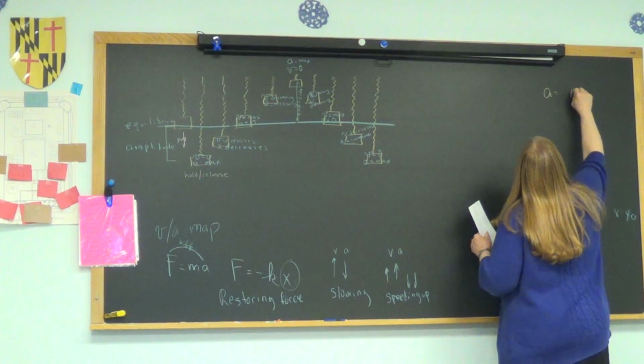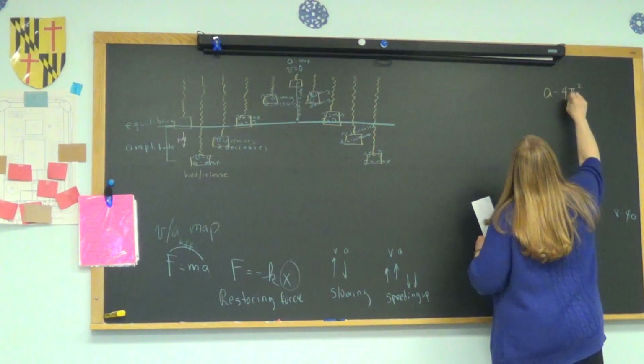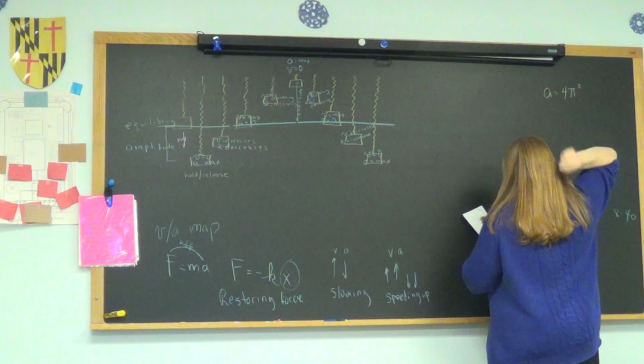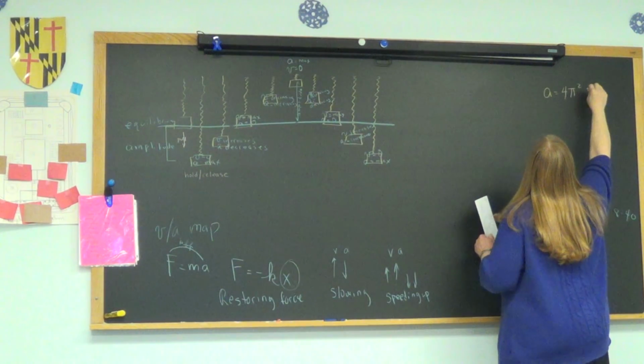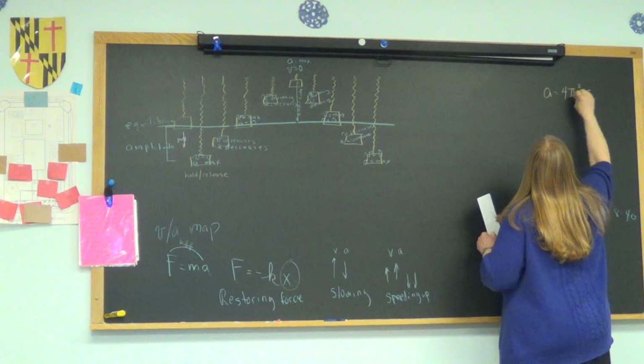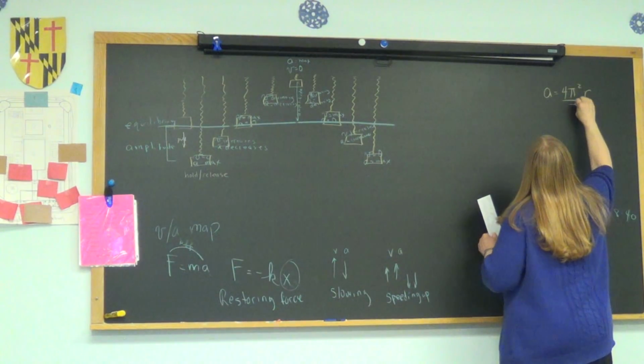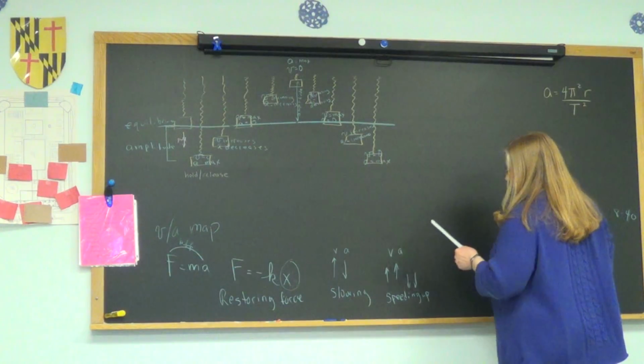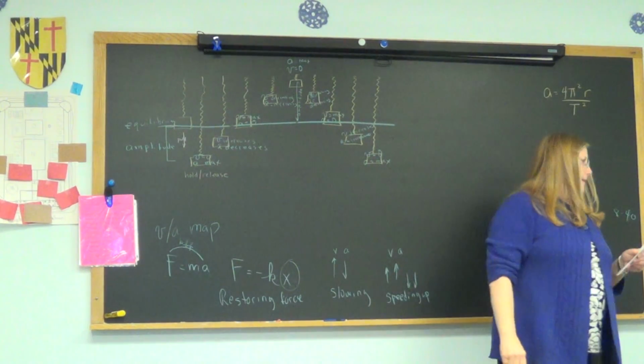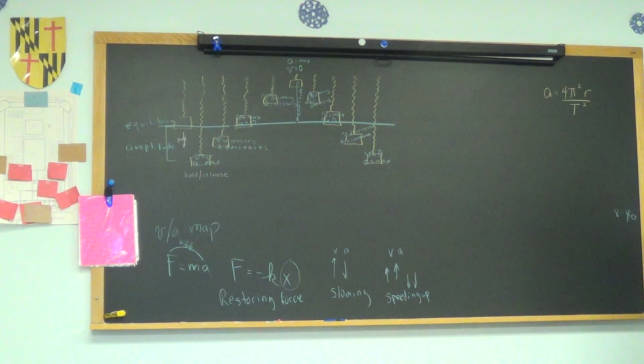If it has a pi squared, it probably has a 4 in it. Am I right? And after this, I forget. 4 pi squared r over t or t squared? T squared. Okay. That's right. The r's canceled each other. I remember now. All right.